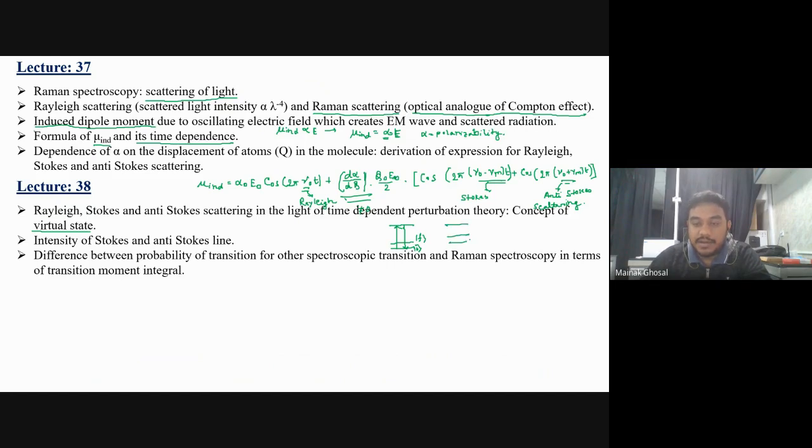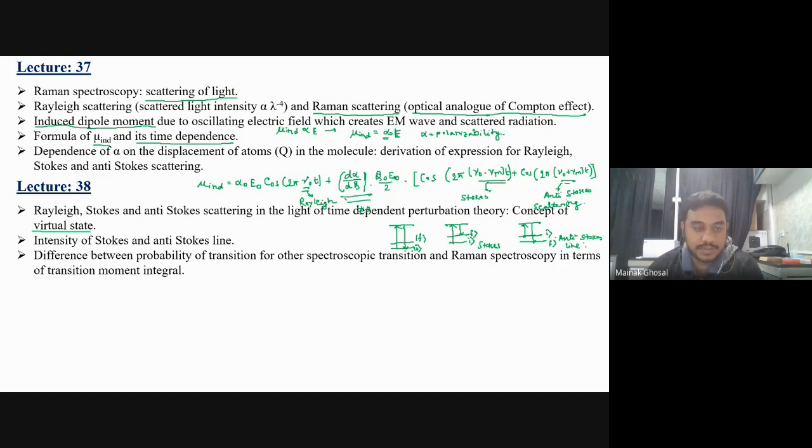But in Raman scattering, suppose this is my initial state and this is my final state. It is coming over here, but it ends at this final state. This is called Stokes scattering, the Raman Stokes line. And the same phenomenon happens if this is the initial state and this is the final state, and it goes from here to over here. This is called the anti-Stokes line or anti-Stokes scattering. So three different kinds of phenomena you can observe in Raman spectroscopy: Rayleigh scattering, Stokes scattering, and anti-Stokes scattering.